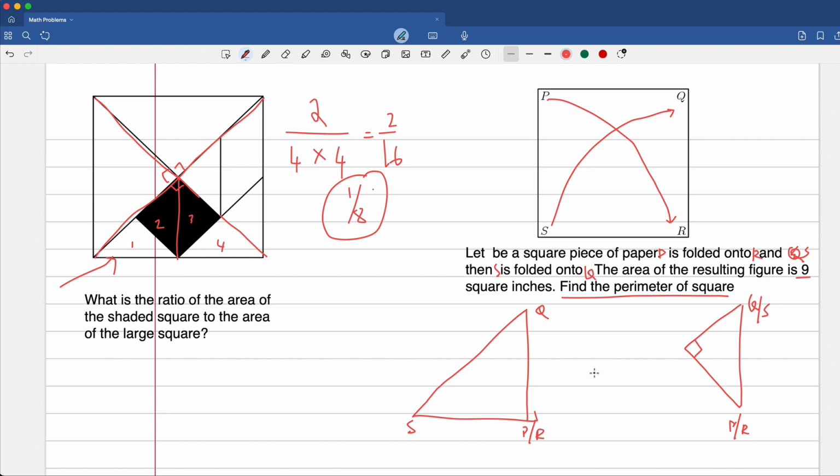So in other words, what you have just done is to fold the square in such a way that all you see is just one aspect. If you call this O, it's OQR that is all that you see, with O being the center of the square. So if this area is 9, then the larger square would be 9 times 4, which is 36, which means each of these sides would be the square root of 36, which is 6, so the perimeter is 6 times 4, which is 24.